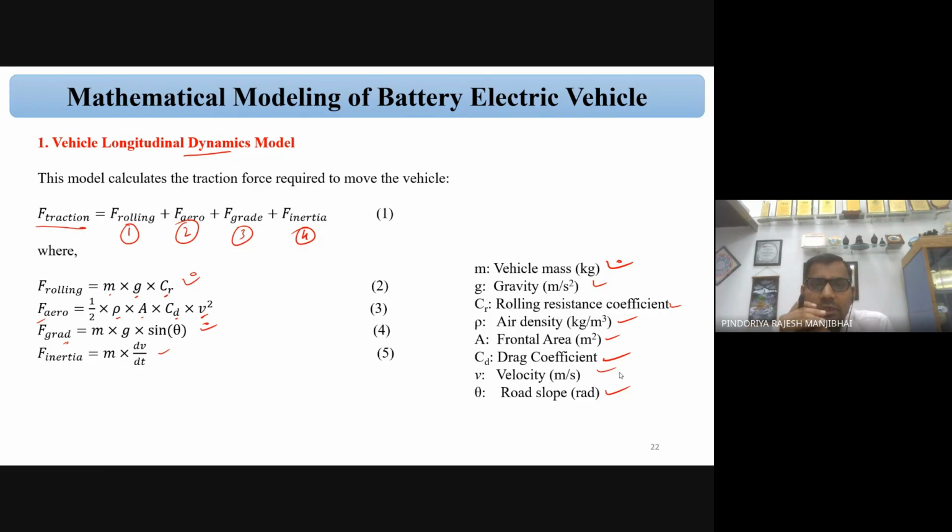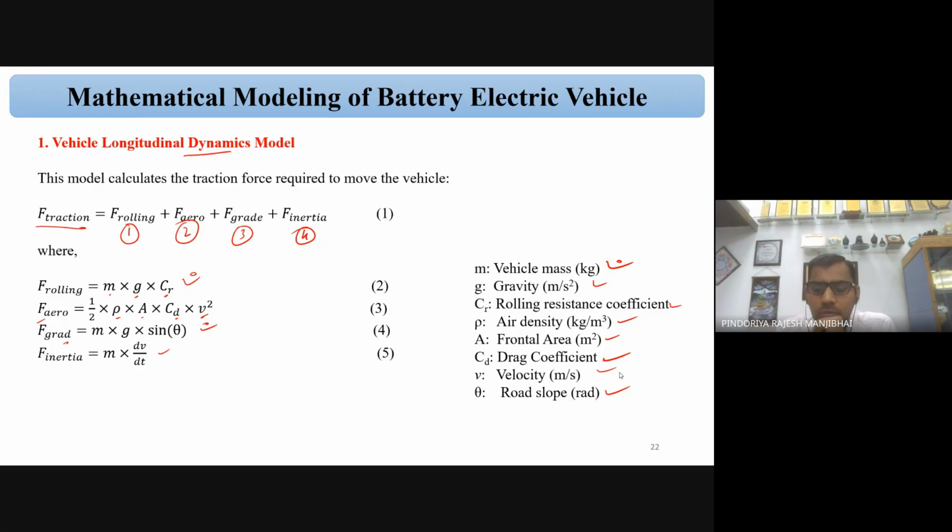So this is the first equation, the vehicle longitudinal dynamic model. Based on this, we can calculate all the forces. Otherwise, suppose we know all these four types of force, then we can calculate the traction force.